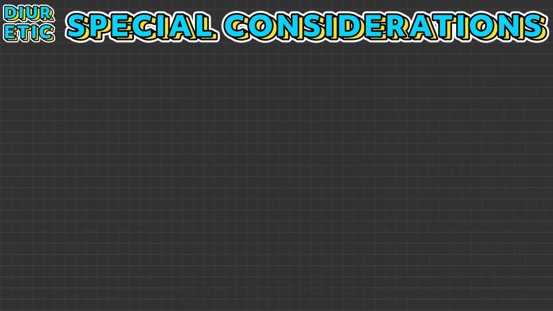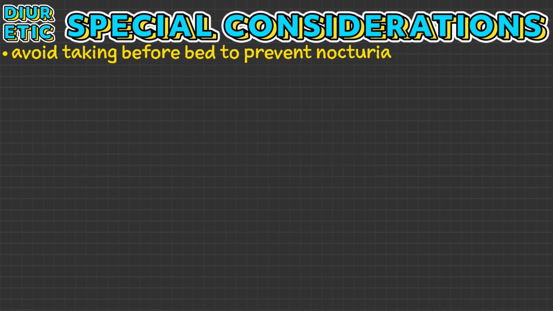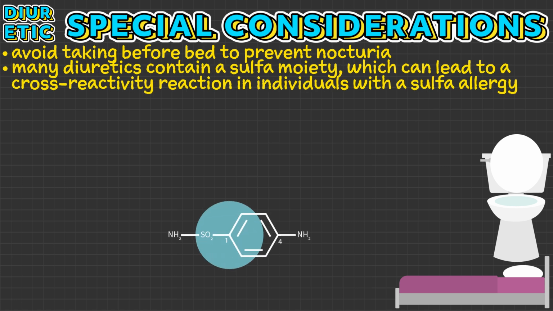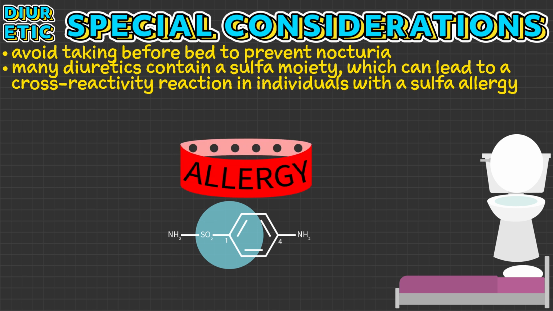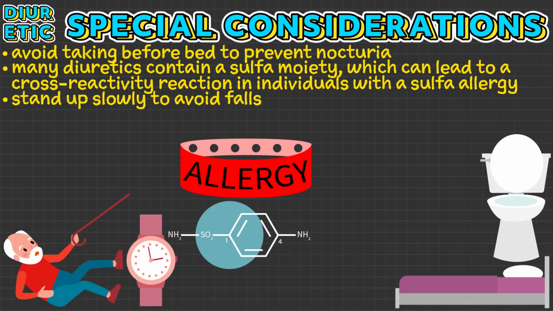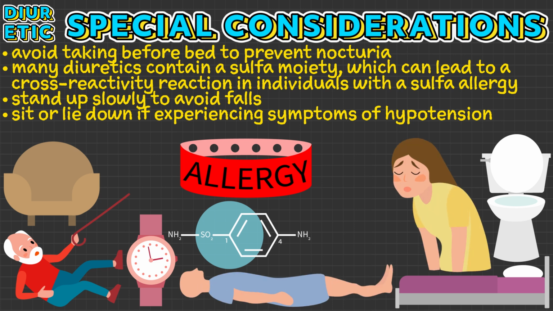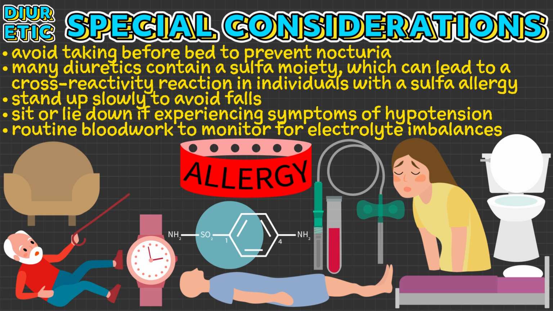And finally, some special considerations. In general, diuretics should be avoided before bedtime to prevent nocturia or the need to urinate during the night. Many diuretics contain a sulfa moiety, which can, in rare cases, lead to cross-reactivity reactions in individuals with a sulfa allergy. Those taking diuretics should be advised to stand up slowly to avoid falls, and to sit or lie down if experiencing symptoms of hypotension. Additionally, routine bloodwork may be necessary to monitor for electrolyte imbalances.